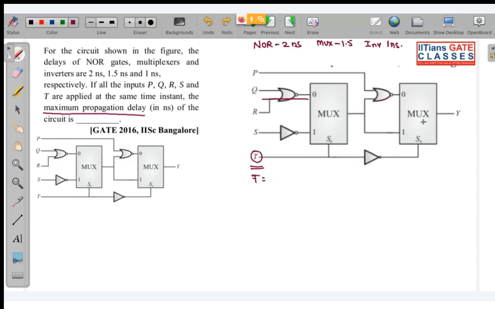Okay, so let me explain this. Case 1 is what? If t is equal to 0. So first understand, then you can solve. If t is equal to 0, this will be 0, and as this is passing through the inverter, this will be 1. So what will be the path of my input to output? As S0 is 0 in this mux 1, and let me assume this is mux 2, in mux 1 the selection line is 0, so this will be selected. So we have reached over here. Now you can see S0 is 1 over here, so this path is going to be selected.